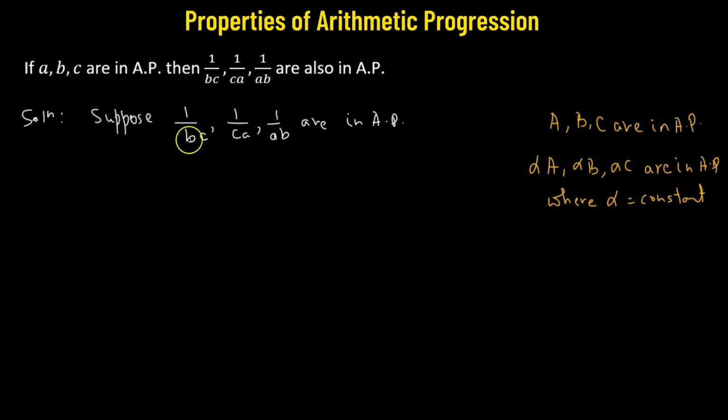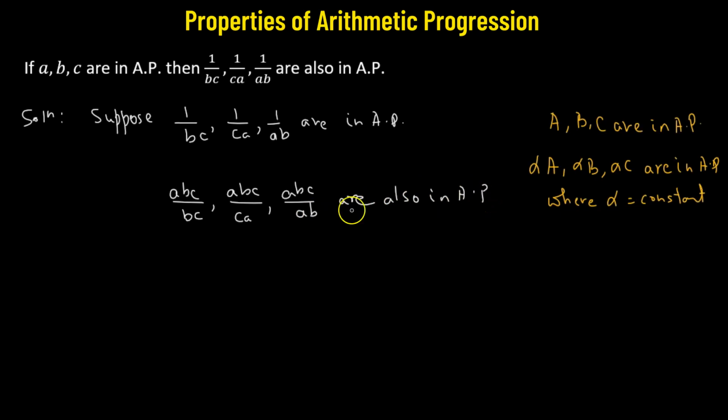So what we'll do, we'll multiply these three numbers with abc. So we can say that abc over bc, abc over ca and abc over ab, these are also in AP. Now what is abc over bc? That's simply a. abc over ca, that's b, and abc over ab, that's c. So these are also going to be in AP. Hence we have shown that if 1 over bc, 1 over ca, 1 over ab, these three numbers are in AP, then a, b, c are in AP.